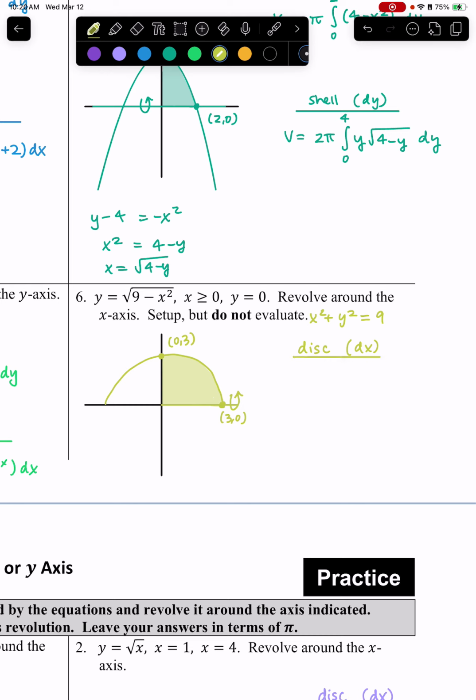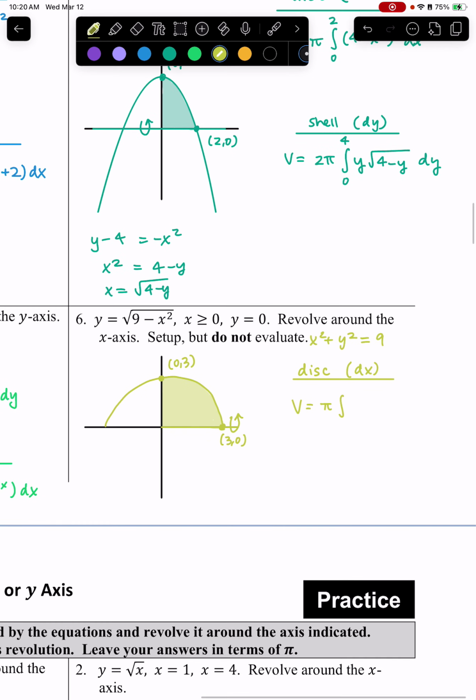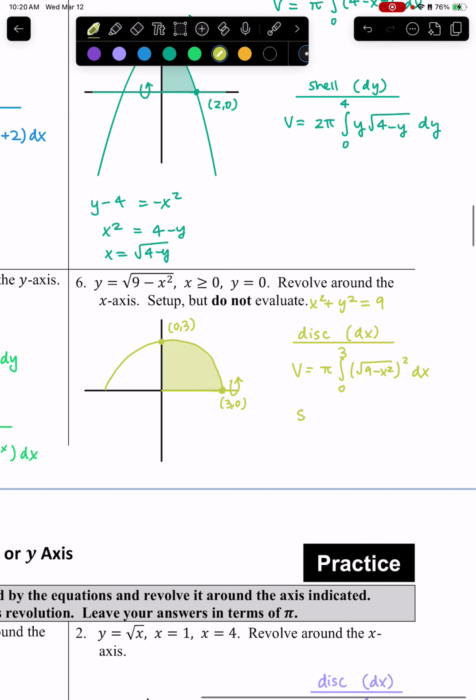For disk method, we've got pi r squared, so volume is equal to pi, integral from 0 to 3, dx. Our radius is going to be just that function, so square root of 9 minus x squared, squared, dx. Then for our shell method, we're going to have dy.